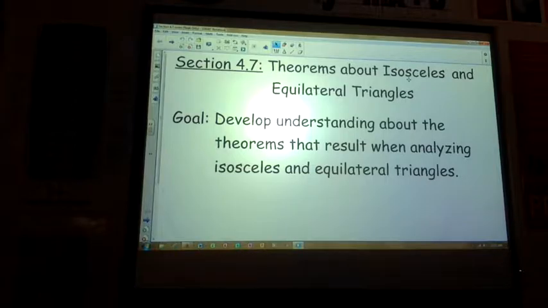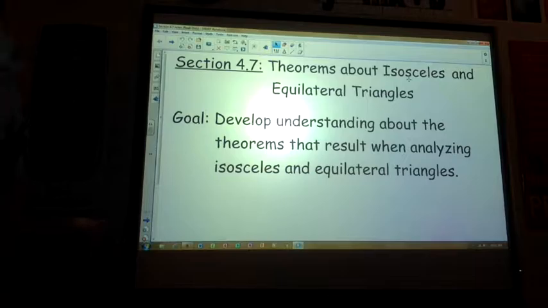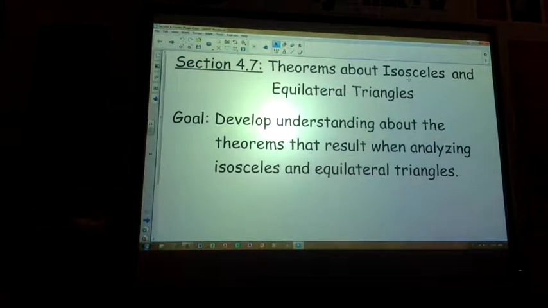But today, theorems about isosceles and equilateral triangles. Isosceles, help me out. Angle side theorem. Good. What is an isosceles triangle? Two sides congruent. Does anyone else know anything else about an isosceles triangle other than two sides congruent? I'll say two base angles are congruent. Nice job. All right. So isosceles, you have two sides that are congruent, and you have the two base angles that are congruent.